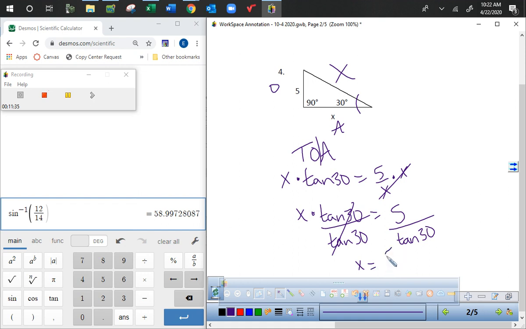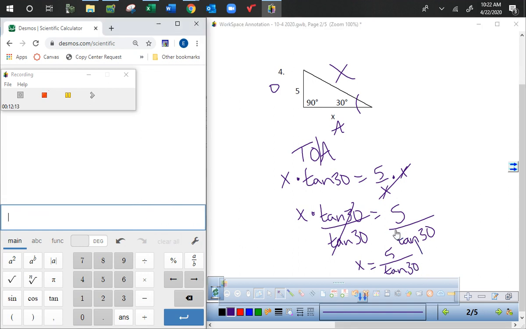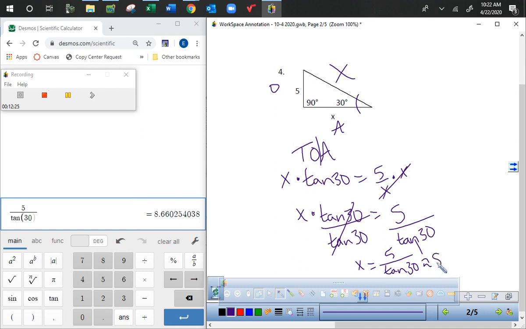We've got this 5 divided by tangent 30. That is okay to type in. So 5 comes first, then divided by tangent 30. Looks like about 8.7. And we're done with that one.